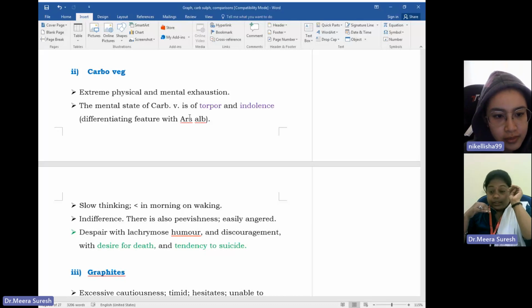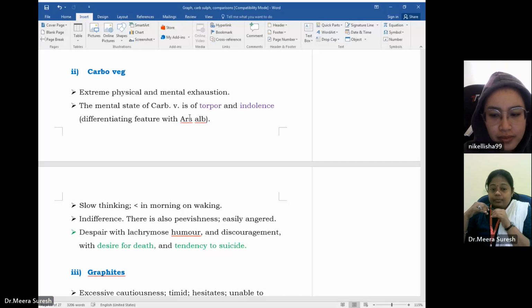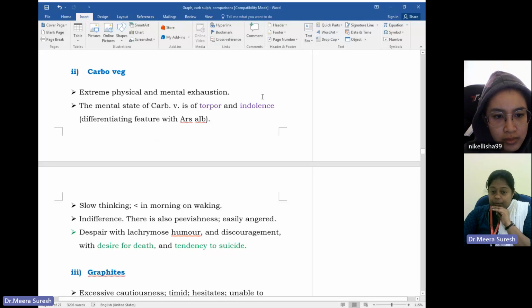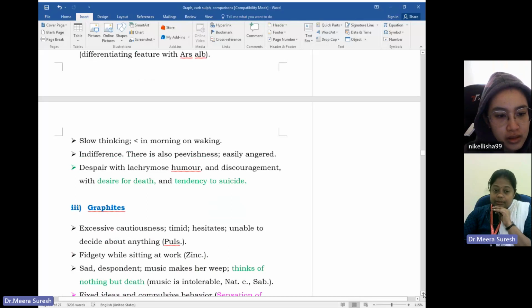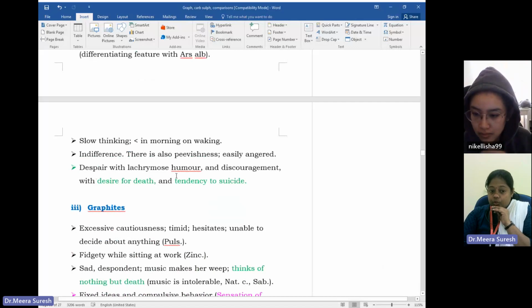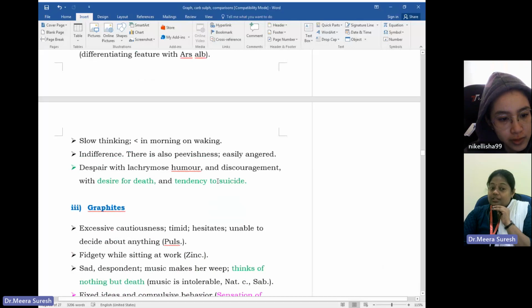But Carbo vegetabilis will be totally dying in it. So they will be in torpor, lazy, and not completely inactive. That is most important. Then there is slow thinking, which doesn't matter much. There is indifference, as I told you, and that indifference is a part of indolence. There can be peevishness, easily angered, but not in the last stage, the collapse condition, maybe earlier, but it doesn't matter. They will have despair with lachrymose humor, or crying in nature, but the most important will be the desire for death and tendency to suicide. So the patient is almost sure they are dying and they are desiring death.